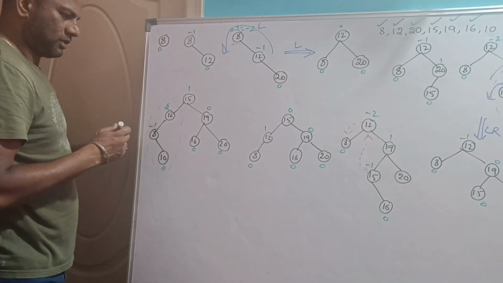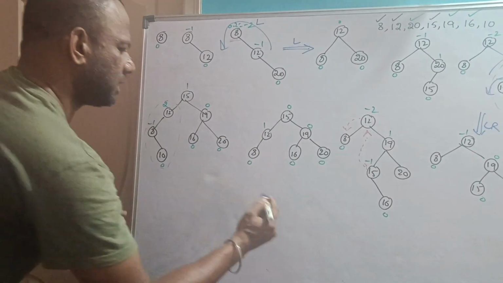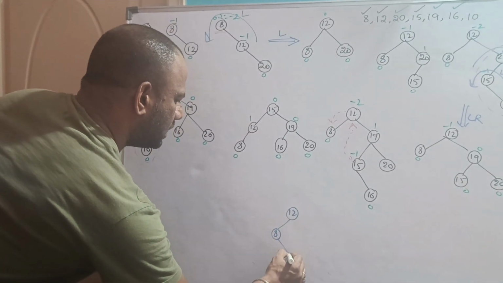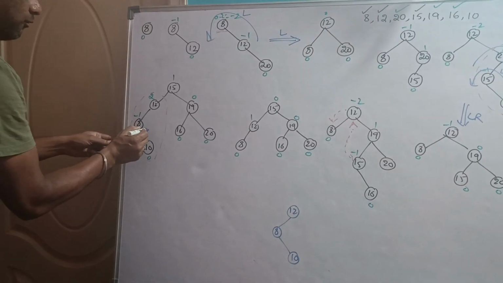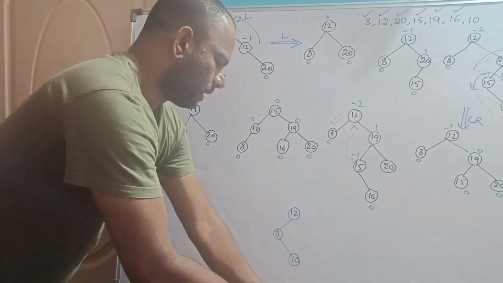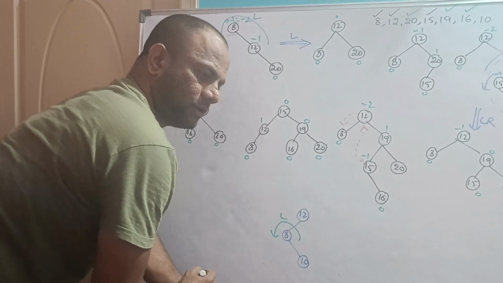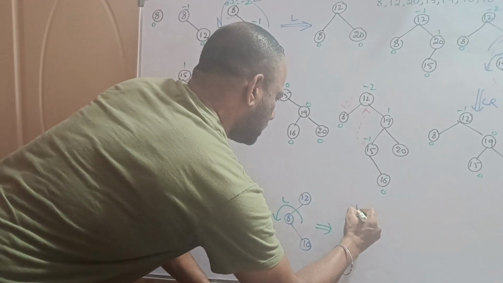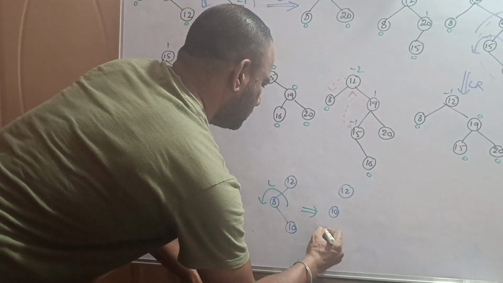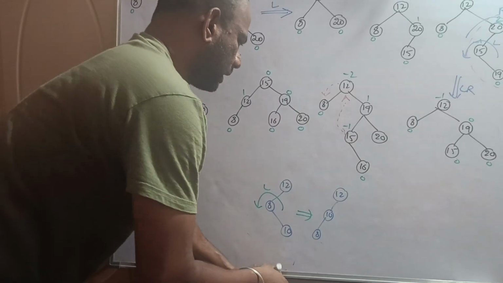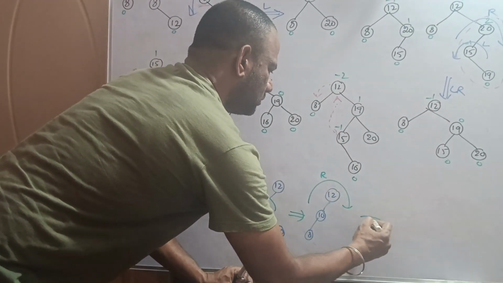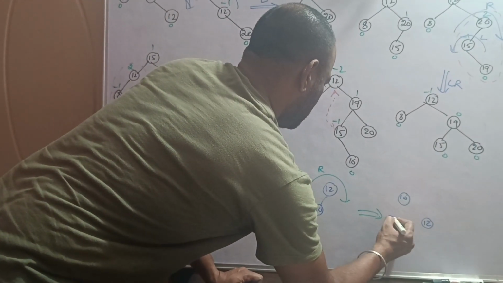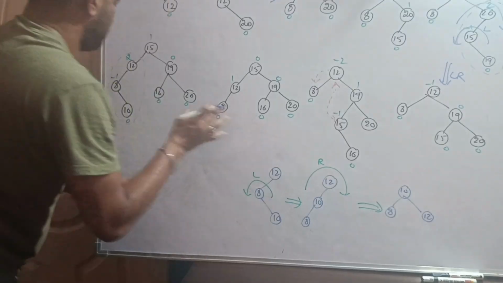Here, double rotation. First, again, as I told you, write this separately: 12, 8, 10, written separately. So first what do you apply? First you apply a left rotation here. If you do this, what happens? So 12, 10, 8. Now you do a right rotation. Now I got 10, 12, 8. Now this one you replace in this place.